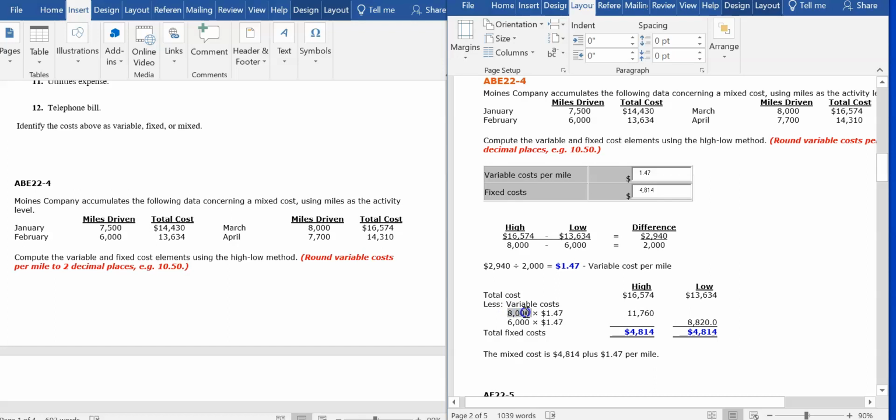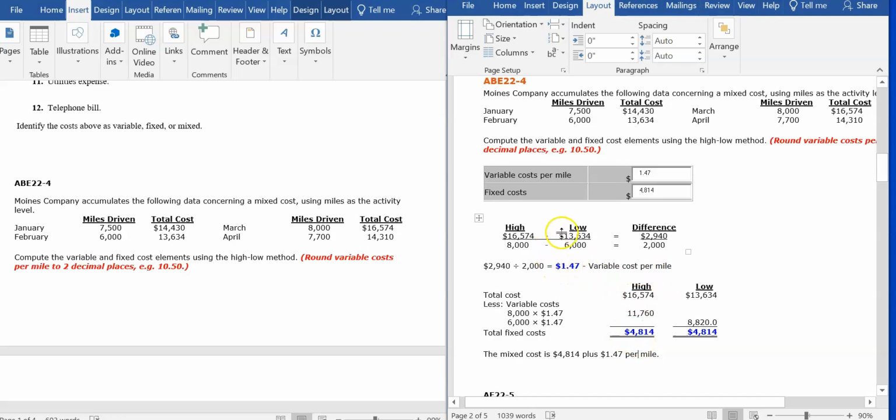8,000 miles at a variable cost of $1.47 means of the total cost, $11,760 must have been the variable portion. $16,574 were the total cost with 8,000 miles driven. $11,760 of it is variable. The difference is going to be $4,814. Thus, the fixed portion, $4,814.